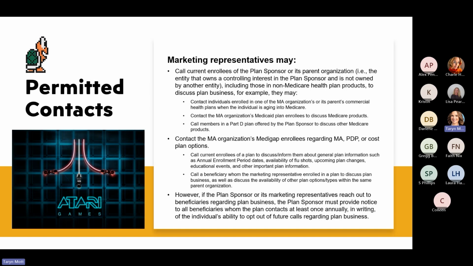Let's see what else. Call a beneficiary who marketing representatives enrolled into a plan, to discuss plan business, as well as the availability of other plan option types within the same parent organization. However, if the plan sponsors or its representatives reach out to beneficiaries regarding plan business, the plan sponsor must provide notice to all beneficiaries whom the plan contacts at least once annually in writing of the individual's ability to opt out of future calls regarding plan business.